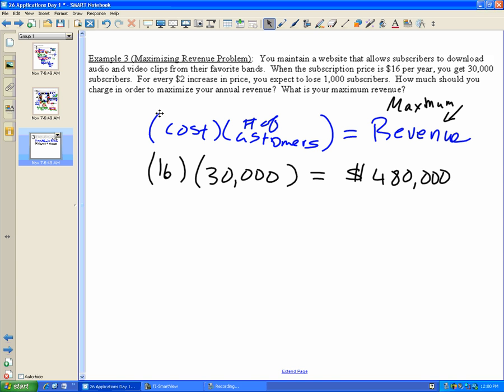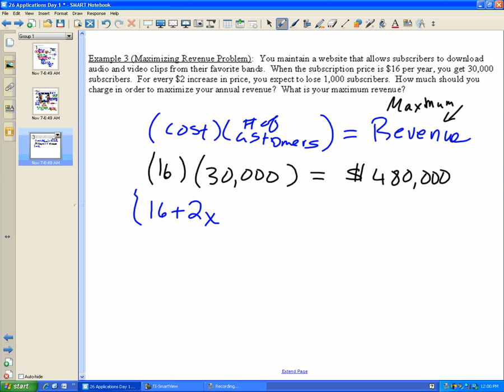But I'm changing it up because I'm not just doing $16. I'm going to do $16 plus 2 times X. X in this scenario is the number of times I'm going to increment, or change my price. So every time I go up $2, that's 1 increment.